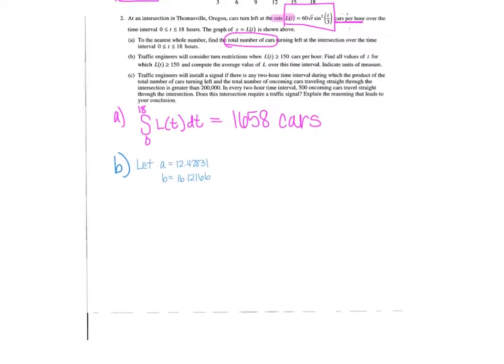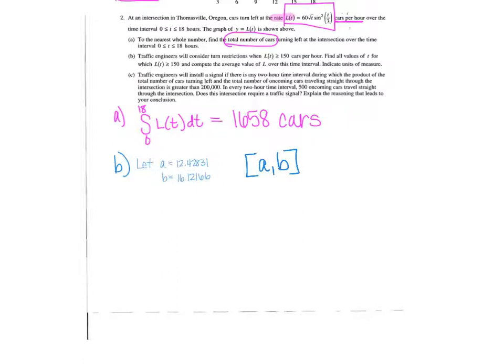So they'll consider turn restrictions if L of t is greater than or equal to 150 cars per hour. So we're finding values of t where it's greater than. So the interval is going to be the interval from A to B. Okay, that's part 1 of it, finding the interval. So there's my interval. Because I said let A equal and B equal, I can just use the interval from A to B.